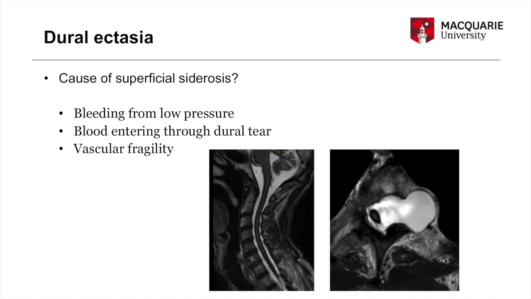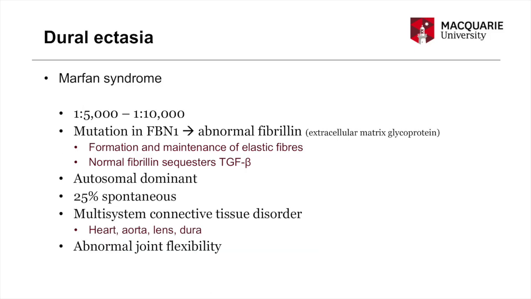So how does this happen in dural ectasia? Well, that's not very clear. Is it that just because there is low pressure, the intradural vessels are more fragile and more prone to bleeding? There's no definite evidence for that. Is it that there is a dural tear with CSF leak and blood is entering through that dural tear, but in cases like this, there's no evidence for that? Or is it just because the patients have a connective tissue disorder, disorders of collagen and elastin, that the vessels are more likely to bleed? I don't think we really know.